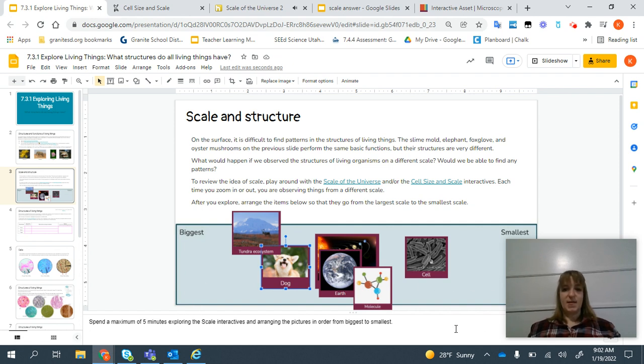So again, I want you to take no more than 5 minutes exploring the scale interactives and then arranging these items on the timeline. When you're done with that, after 5 minutes, go ahead and start the video again.